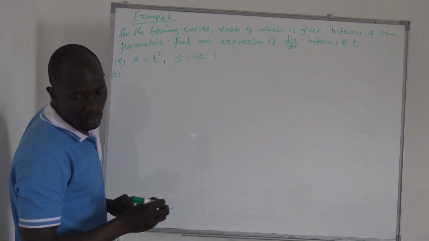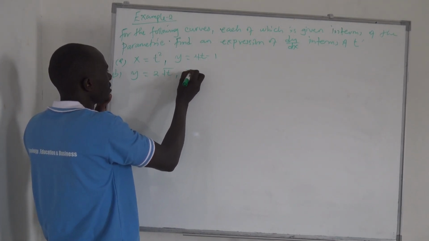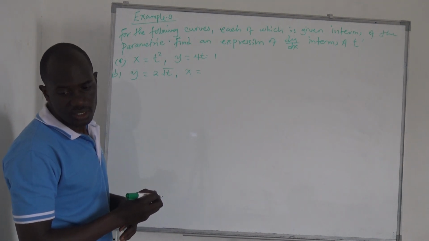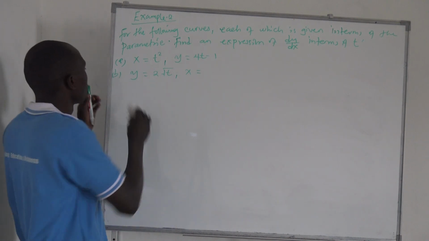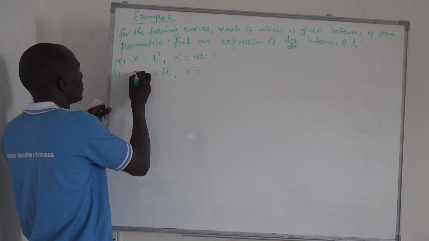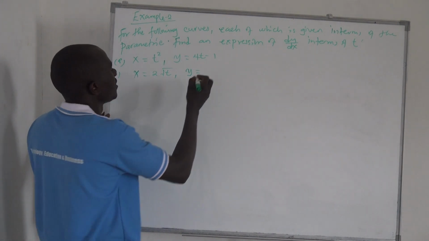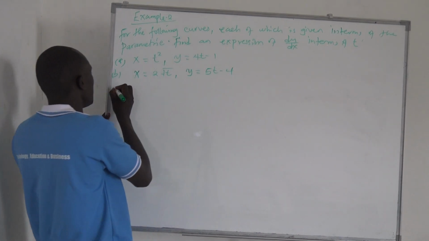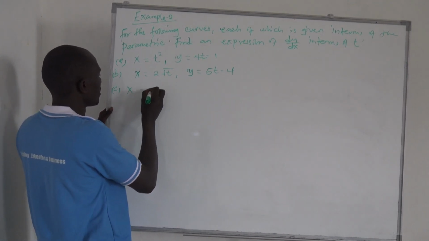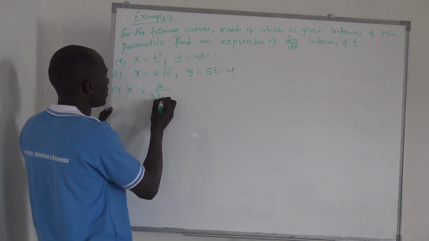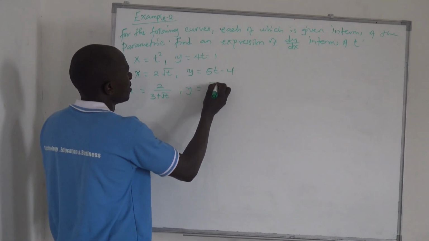Part B: x equals 2 root t, and y equals 5t minus 4. Then part C: x equals 2 all over 3 plus root t, y equals root t.